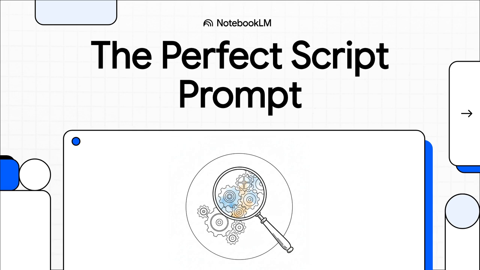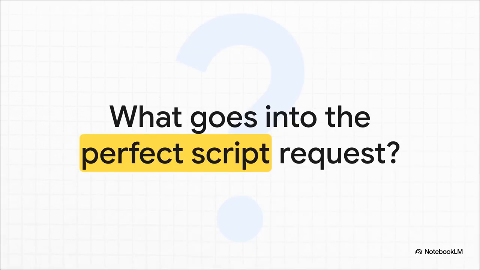So often we just look at the final product, right? But today we're focusing entirely on the architecture behind it. We're going to reverse engineer a content strategy, layer by layer, constraint by constraint. All right, let's dive right into this. So what exactly does go into the perfect script generation request?